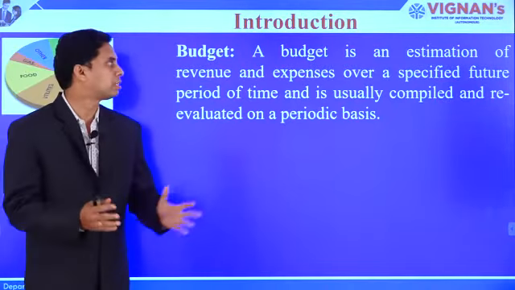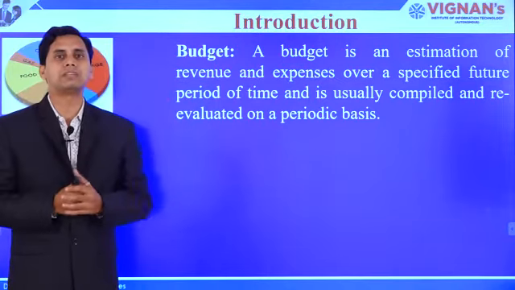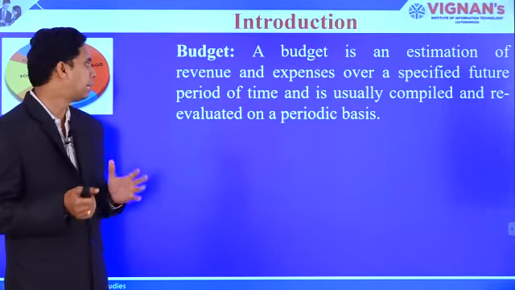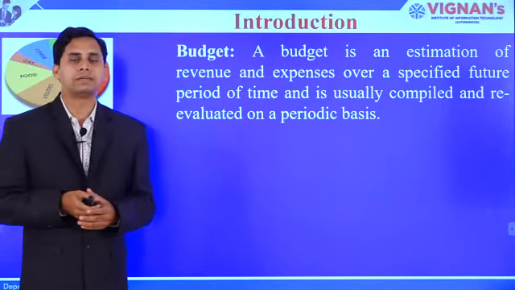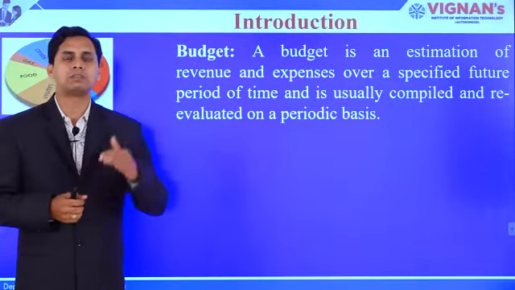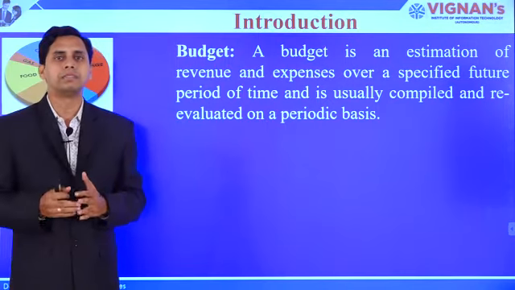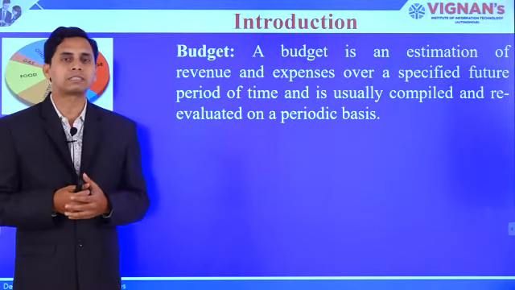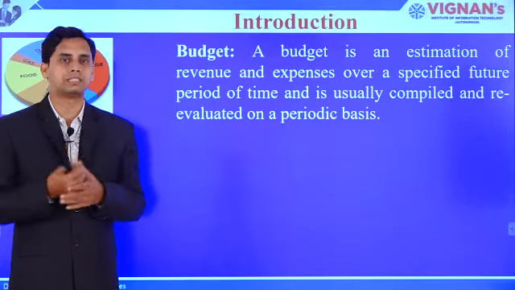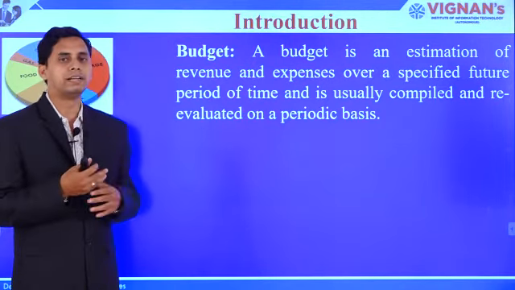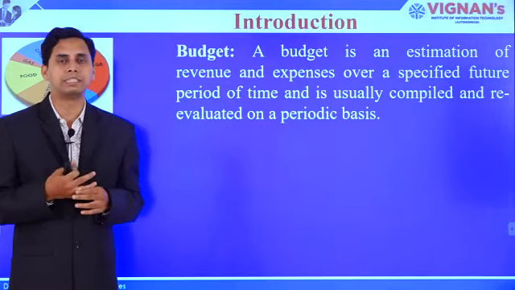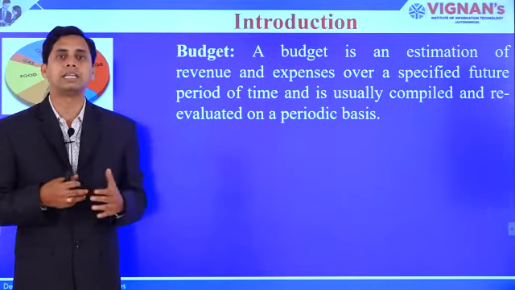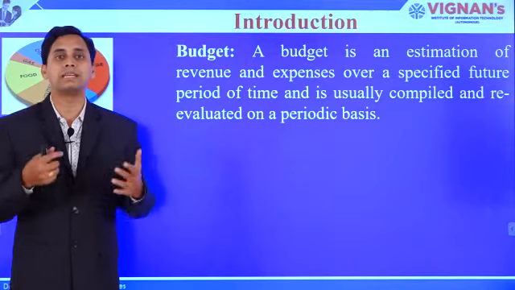Now let us know what a budget is. It is the estimation of revenue and expenses in a specified period of time. It is usually compiled and re-evaluated on a periodic basis. Let us say a budget is simply a draft of expenses and income in one place. It must be periodically revised, that is, compiled and evaluated, so that it gives you valuable information about expenses and income, and that information is very important for you to plan for the future.